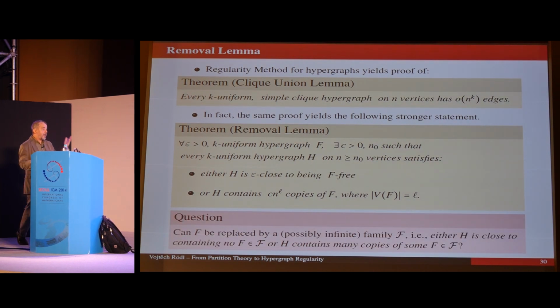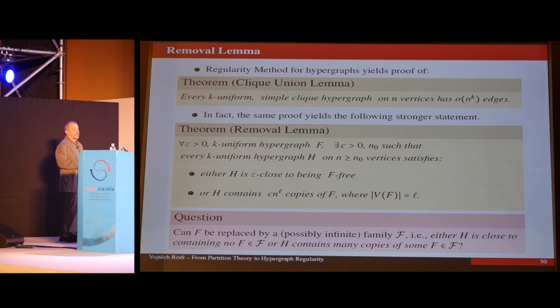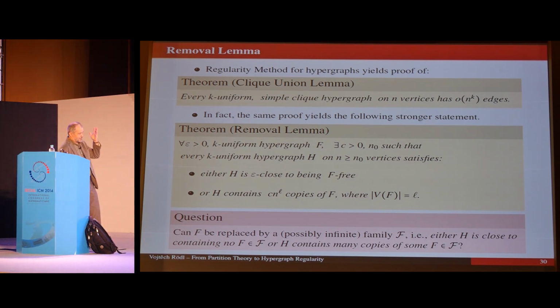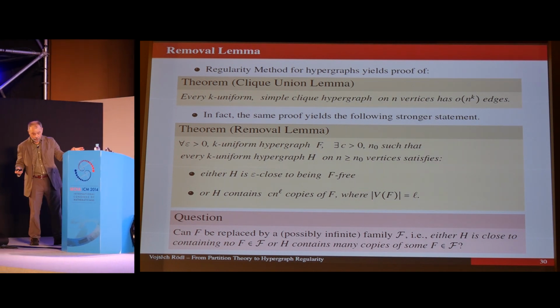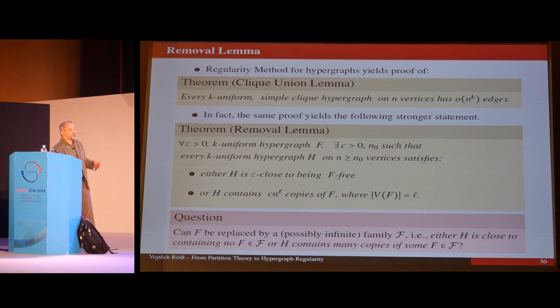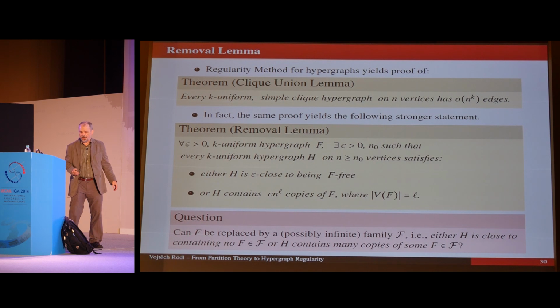So the question is, can a single F be replaced by a possibly infinite family script F, so that any sufficiently large hypergraph H is either epsilon close to not containing any F from script F? What it means, I said it in a clumsy way: I can take a few edges and there is no F in script F, or H contains many copies of some F in script F. So this is the question I will discuss in the next couple of minutes.